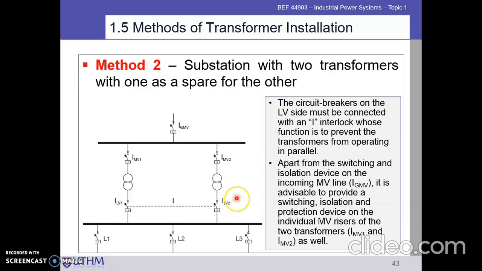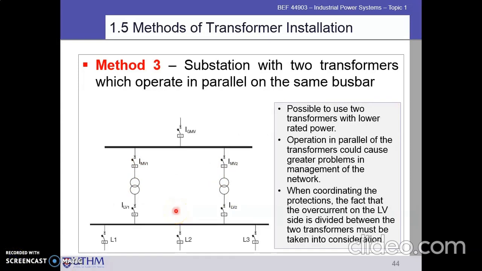Okay, apart from the switching and isolation device of the incoming MV line, it is advisable to provide a switching, isolation and protection device on the individual MV riser of the 2 transformers. Okay, this one is IMV1, this one is IMV2. So this is the individual protection device for each transformer.